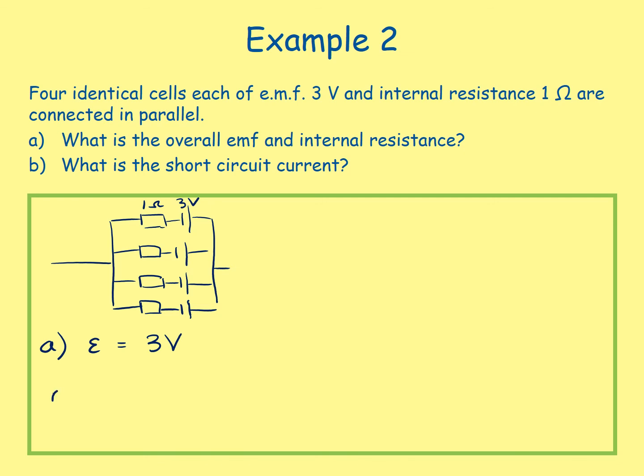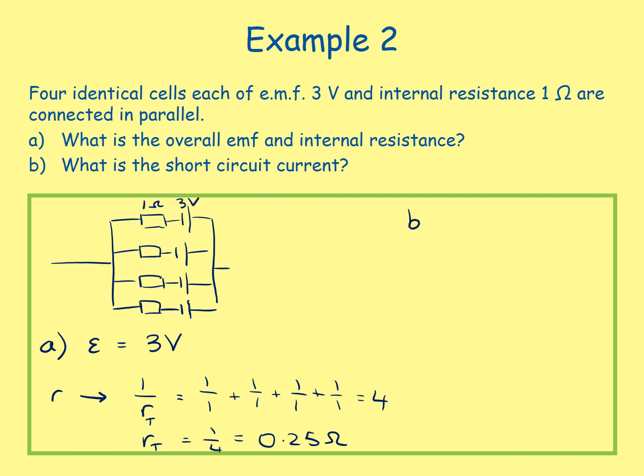For our internal resistance, a little bit more complicated this time because we're in parallel, so we need to use our resistance in parallel equation. So 1 over our total resistance is equal to 1 over resistor 1 plus 1 over resistor 2, etc. So that's just 1 over 1 plus 1 over 1 plus 1 over 1 plus 1 over 1, which is obviously equal to 4. Therefore, our total resistance is equal to 1 over 4, which is equal to 0.25 ohms. So that's part A done.